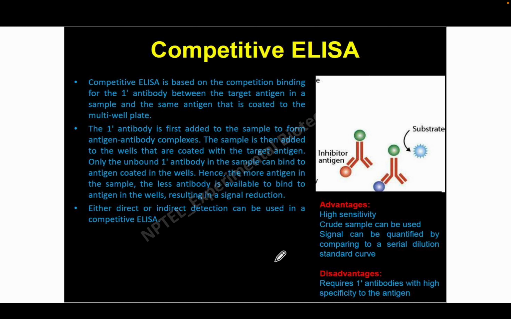And what is competitive ELISA? Competitive ELISA is based on the competitive binding for the primary antibody between the target antigen in a sample and the same antigen that is coated to the multi-well plate. The primary antibody is first added to the sample to form antigen-antibody complexes. The sample is then added to the wells that are coated with the target antigen.